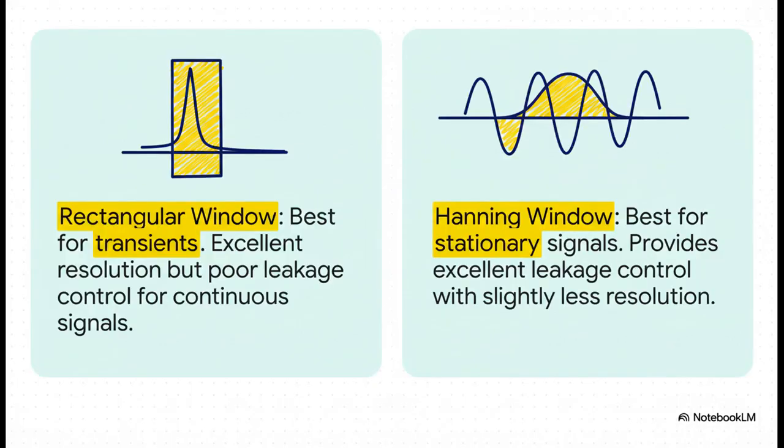Okay, let's talk about windows. This is your weapon against leakage. And the rule is actually super simple. If you're looking at a transient event, like an impact test, use a rectangular window. For literally everything else, any continuous stationary signal, your default should always be a Hanning window. This one choice tapers the data at the ends of your sample, and that dramatically reduces leakage and cleans up your whole spectrum.